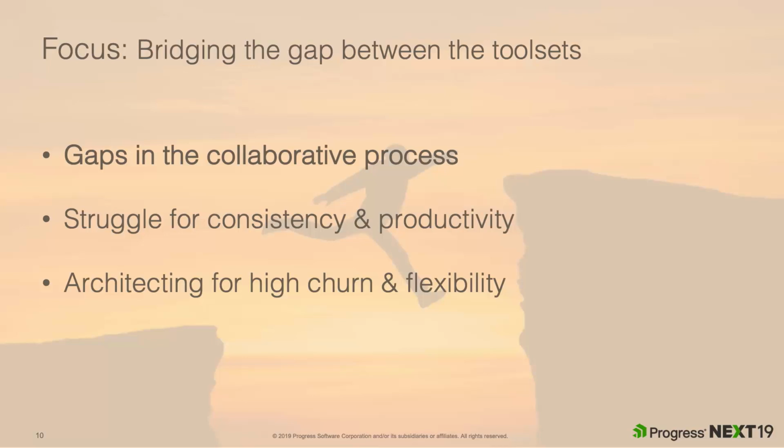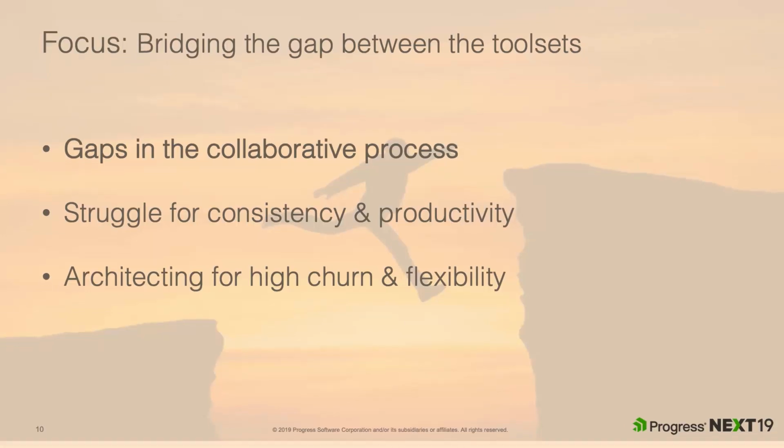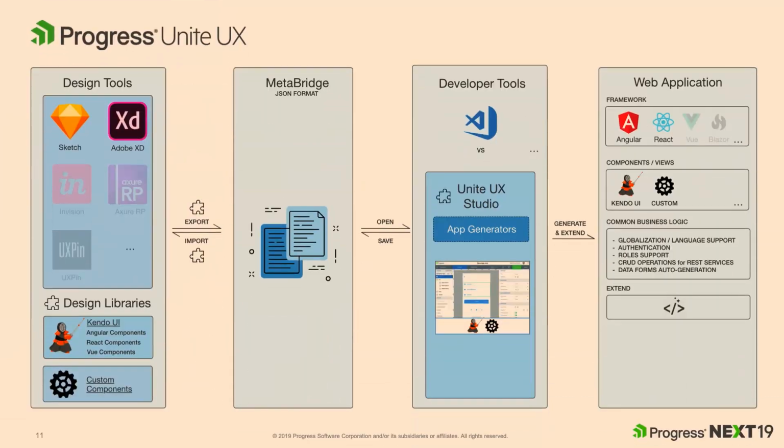So in designing a product, we took a step back, we got all this feedback, and we said, look, we've been in the UI space for 15 years. We're very well positioned to come up with a solution that can help bridge the gap between design and development. And we wanted to focus on the gaps in the collaborative process. But in doing so, we wanted to ensure that we addressed the other two pains that we're hearing from our customers. So how do we do that? We built a diagram.